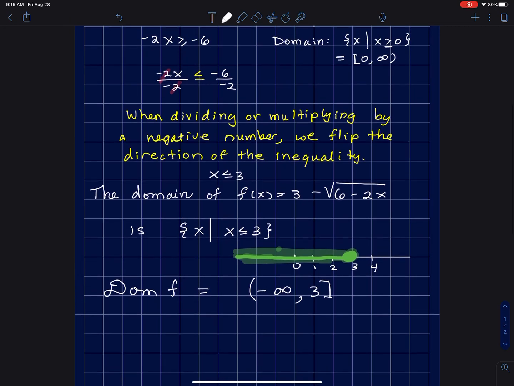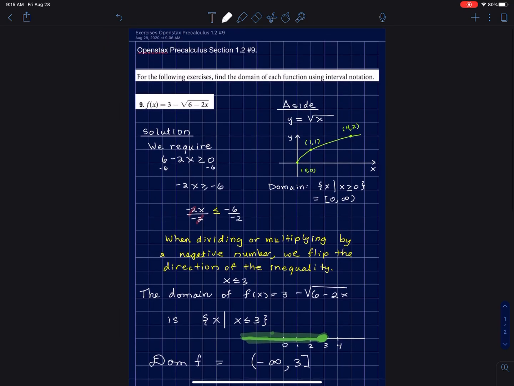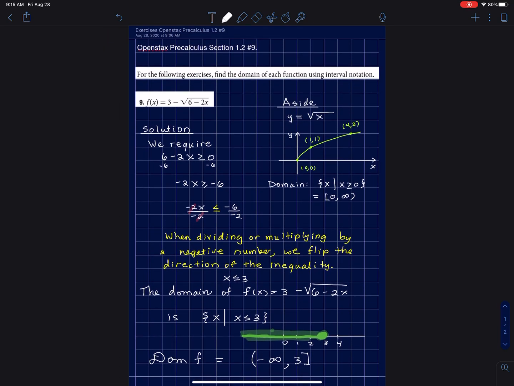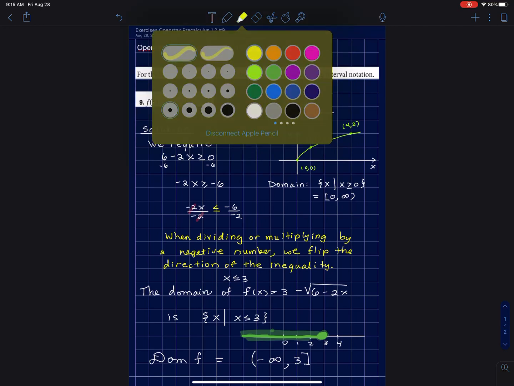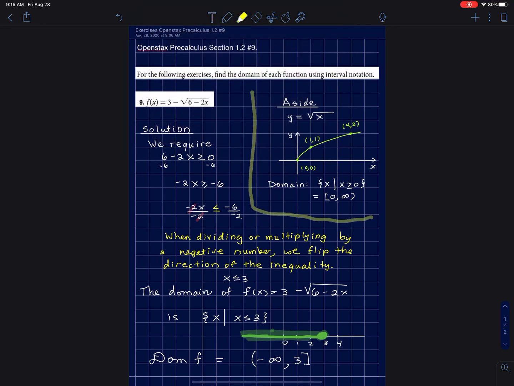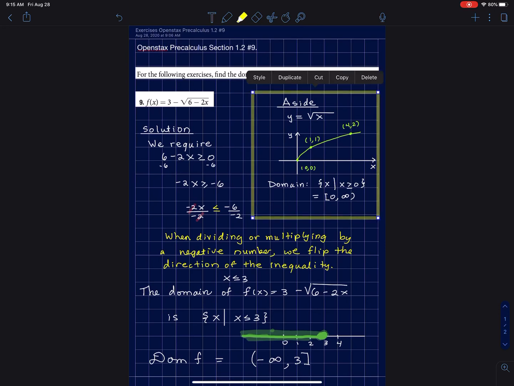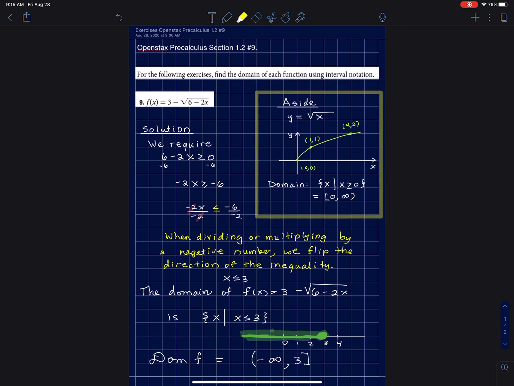All right, let me zoom out on the whole thing. I wrote more than necessary. I wrote little asides and so forth, things that made it appear as if doing one of these problems will take a lot of space. But that was because I wanted to be thorough and explain. We have an aside for radical x, but we look at 6 minus 2x under the radical. That has to be greater than or equal to 0. It can't be negative. Then we solve, and there's our answer. Okay, that finishes it up. Goodbye.